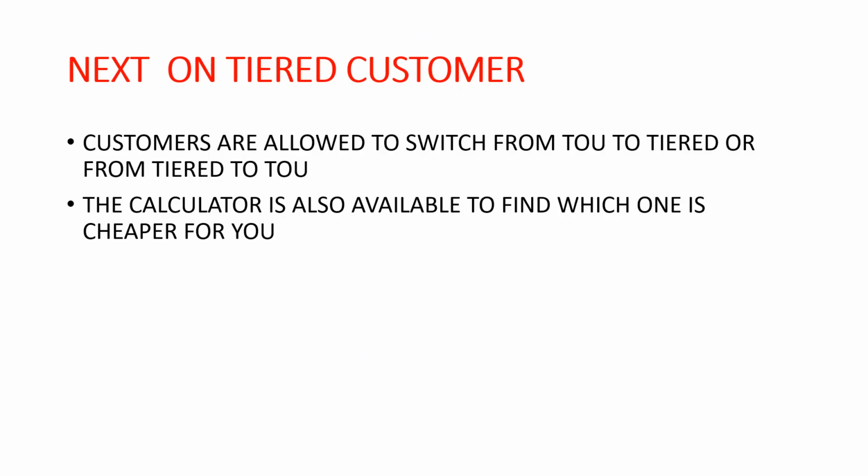The next video will be on the tiered customer. There are two kinds of major customers, TOU and tiered. In the next video, I will explain what a tiered customer is. There is a provision that you can always switch from TOU, time of use, to tiered, and from tiered to time of use, depending upon how you want to use your electricity, what your habits are, what your job requirements are, when you go to work, and when you are at home.